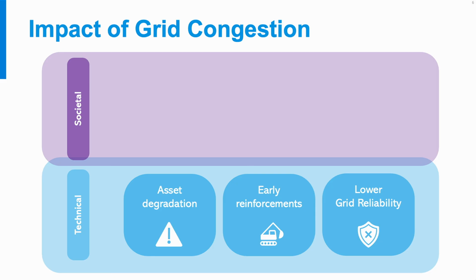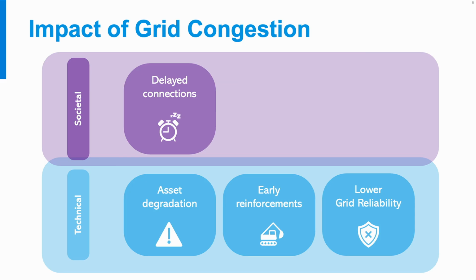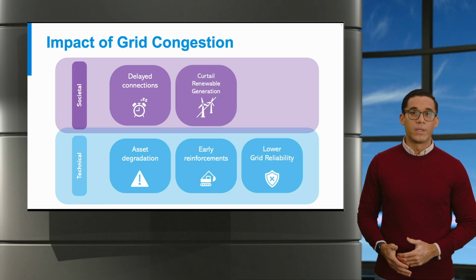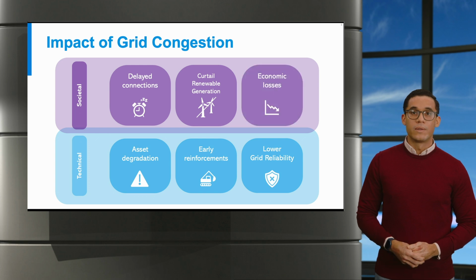Societally, the impact can be significant as well. The limited available capacity can delay connections for businesses and housing projects, require curtailment of renewable generation to relieve stress from the system, and ultimately result in higher costs that eventually show up as economic losses and reduce progress on climate goals.